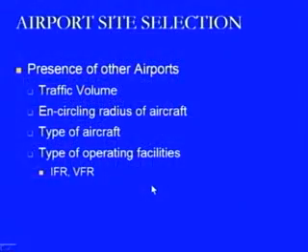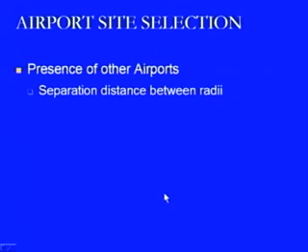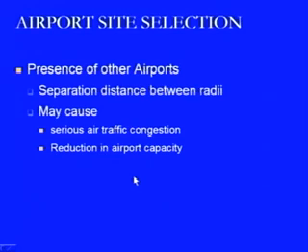Then what is the type of operating facility? That is another factor which creates an effect on the presence of other airports. That may be the flight rules, which are instrument flight rules or visual flight rules. So, depending on these, again the various specifications change, and we have to look at that. Another factor with respect to these specifications is the separation distance between the different radii which needs to be provided, so that they remain safe in the air. If it is not taken care of, it may result in serious air traffic congestion, or it may result in a reduction in the airport capacity.